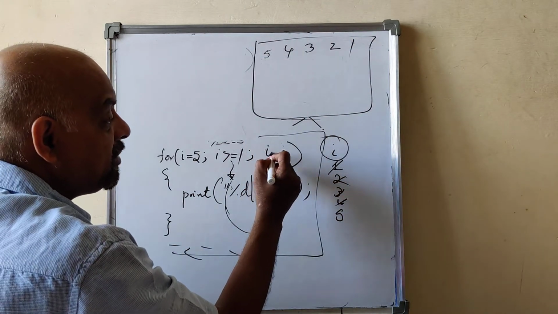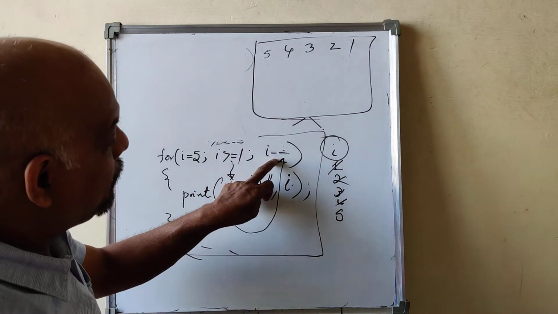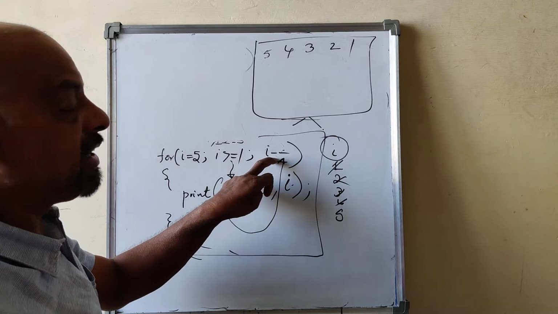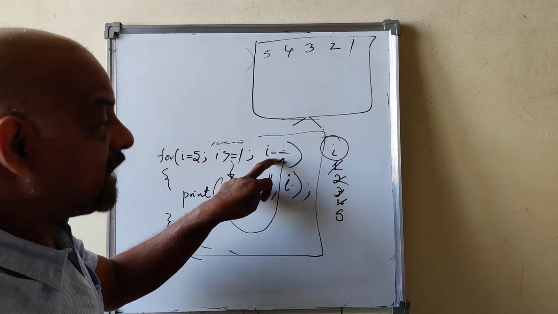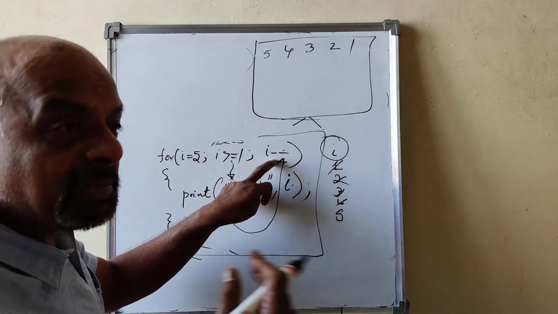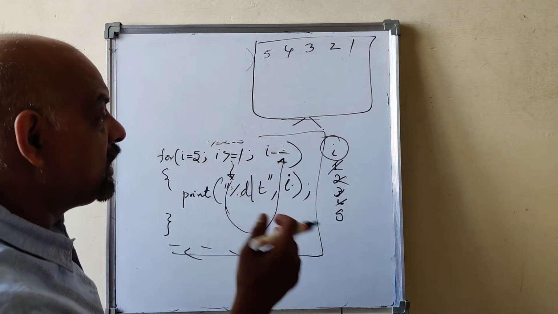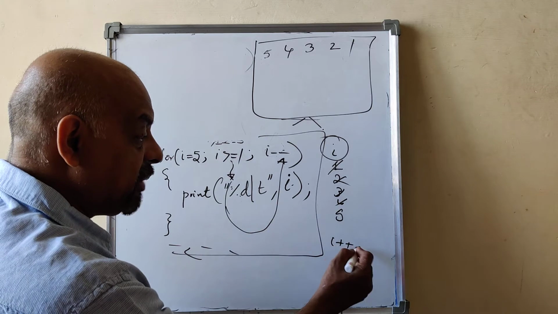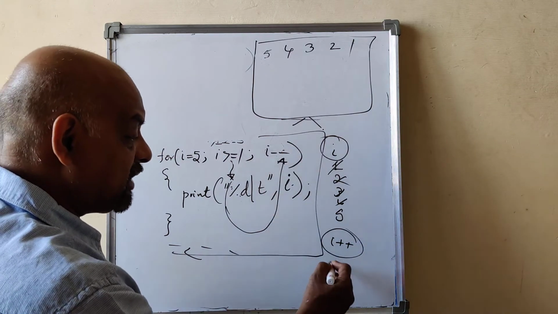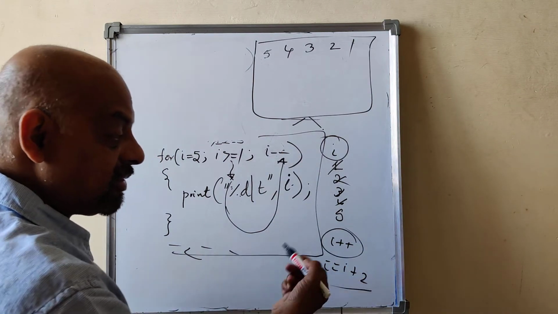So here I minus minus. See, this loop control variable here is decrement. In the previous case, it is increment. You can increment with 1 value, 2 value, or decrement with 1 value, 2 value. So I plus plus is only 1 increment. You can change it like this: I is equal to I plus 2 also you can give.